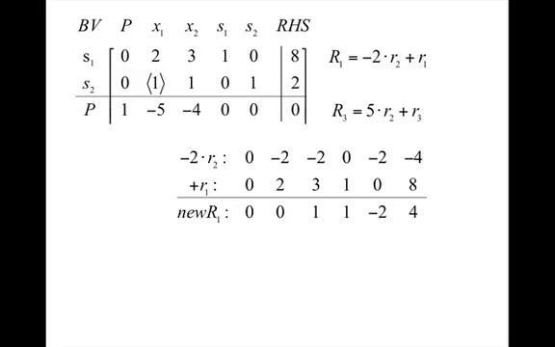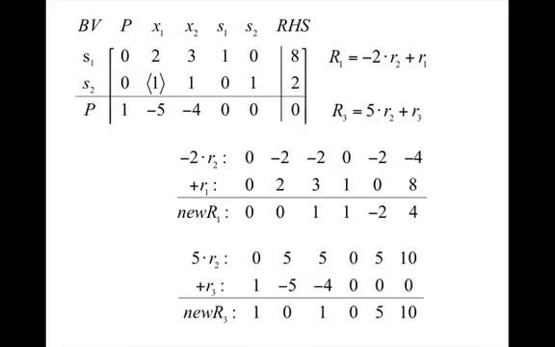So let's go ahead and do 5 times row 2 plus row 3. 5 times row 2 is 0, 5, 5, 0, 5, 10. When I add this to row 3, my new row 3, 0 plus 1 is 1, and that 1 should never change. 5 plus a negative 5 is the 0 that I needed. 5 plus a negative 4 is 1. 0 plus 0 is 0. 5 plus 0 is 5. And 10 plus 0 is 10.